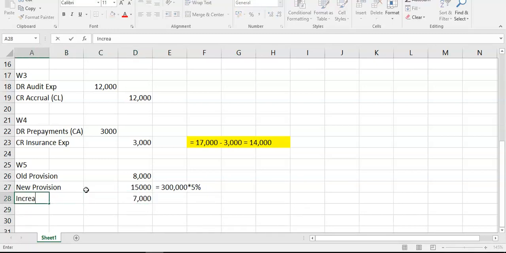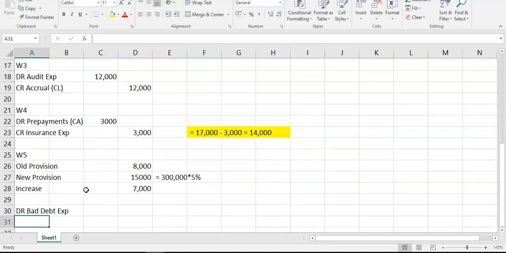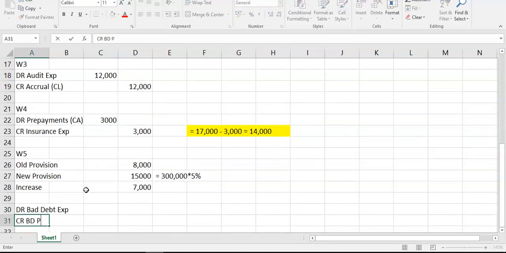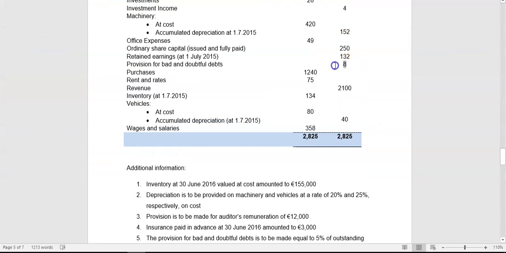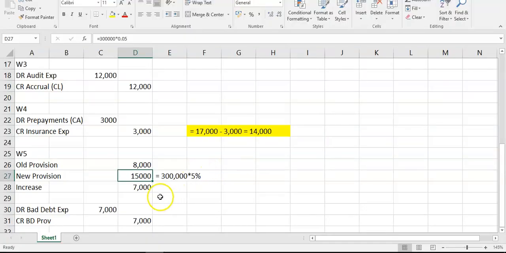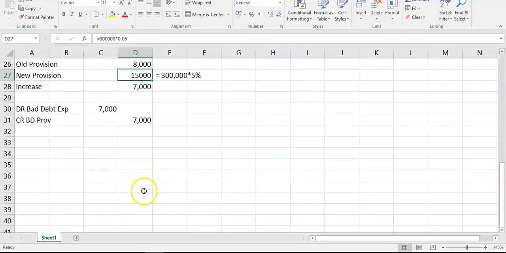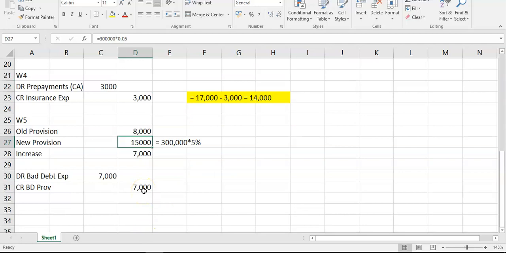This is important that you understand how to deal with a provision. Where there's an opening balance, you're only looking at the movement. An increase means debit bad debt expense in the SOPL and credit the bad debt provision. So you're increasing the provision by 7,000 up to 15,000. Remember, the provision is now sitting at 15,000. You had an opening balance of 8,000 on the credit, and you're bringing it up another 7,000. So make sure you're happy with how the bad debt provision works. The new provision now will be 15,000.